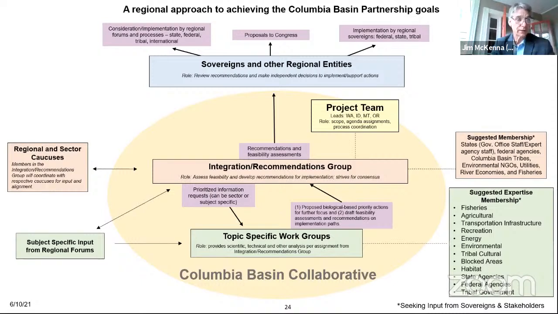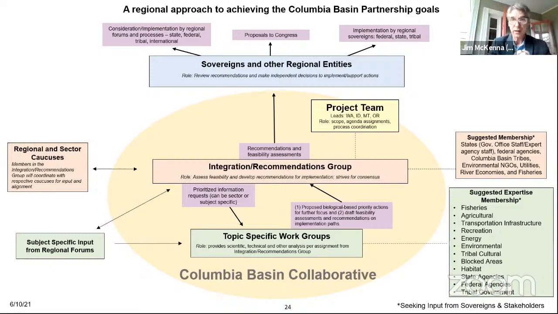If you look at the left-hand side, you'll see a couple boxes: regional and sector caucuses, and subject-specific input from regional forums. What those boxes represent, and I'll start with the regional sector caucuses, is we fully expect that the members of the integration recommendation group are constantly in contact and coordinating with their regional sectors. An example I would use is, on the integration recommendation team, each state will have one rep. So the state of Oregon will have one rep on that integration recommendation group. Well, we fully expect that one rep for the state of Oregon will be coming back to Oregon and talking to DEQ, Department of Agriculture, Oregon Department of Energy, Oregon Department of Fish and Wildlife, and be gaining review and insights from those agencies.